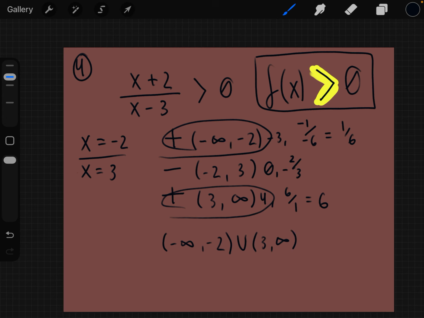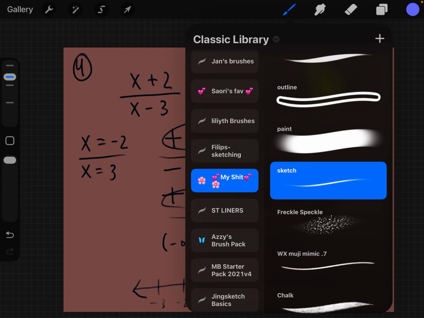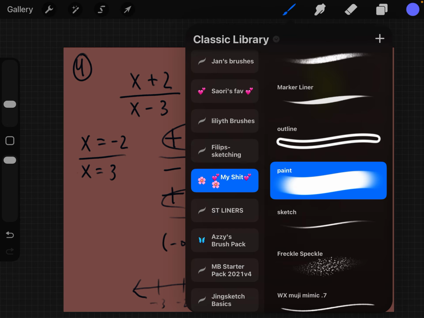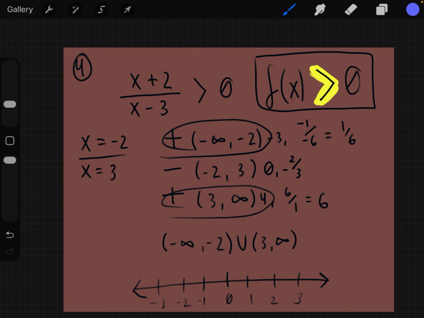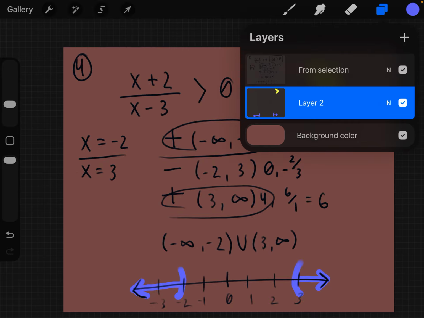And then we want to put that on a number line. We've got -infinity to -2, and it's parentheses, and then 3 to infinity, and that is what your number line looks like, okay? And that's number 4.